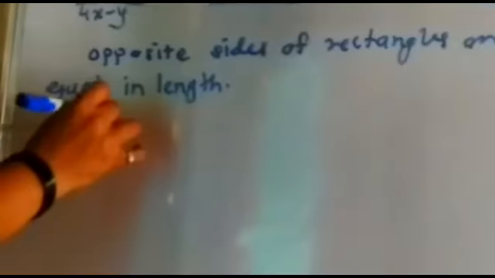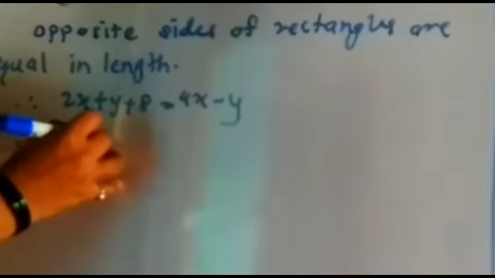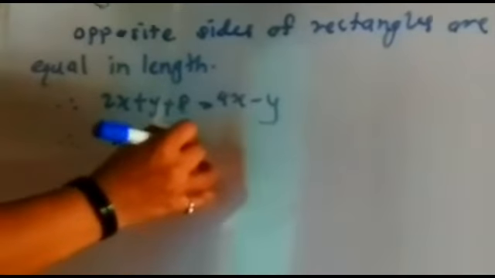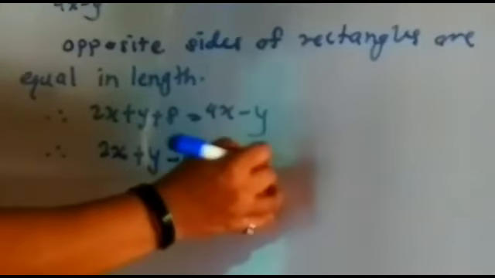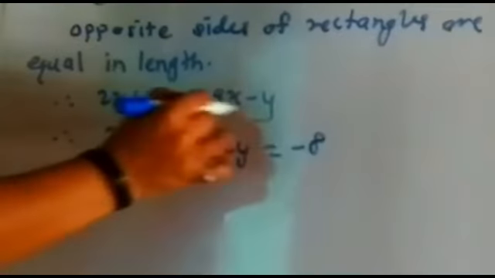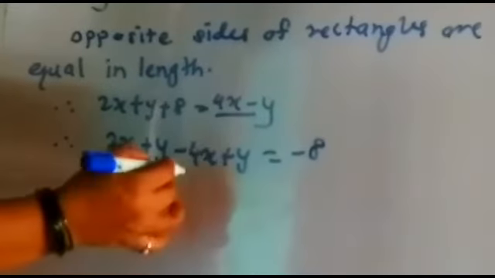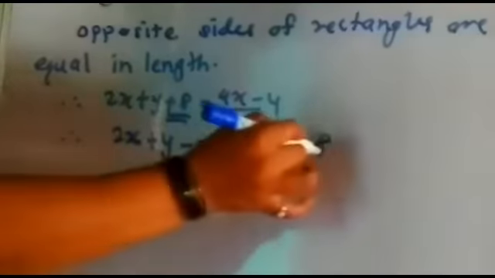Therefore we can write here 2x plus y plus 8 is equal to 4x minus 1. Then from this equation we have to find out the value of x. 2x plus y minus 4x plus y is equal to minus 8. This 4x minus y we take here, therefore the sign will change, and this plus 8 goes to the opposite side of the equal sign, therefore it is the negative sign. Then 2x minus 4x we get minus 2x, y plus y we get 2y, is equal to minus 8.